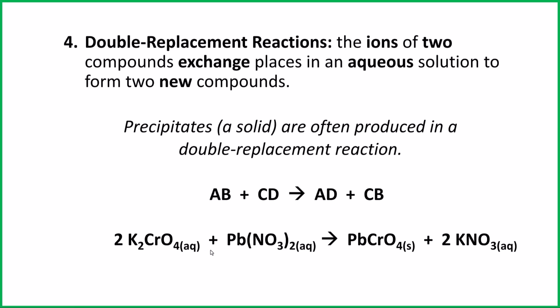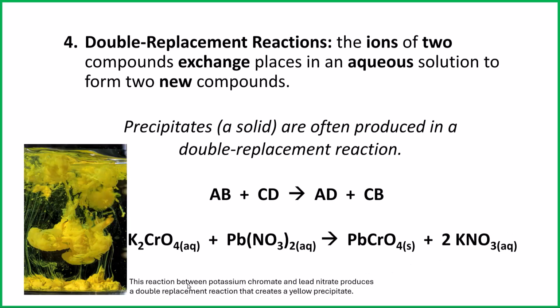Potassium chromate combines with lead nitrate, yielding lead chromate and potassium nitrate. So the potassium and the lead both swapped, or we could say the nonmetal ions both swapped with each other. So it was a double replacement. And this reaction between potassium chromate and lead nitrate actually produces a double replacement reaction that creates a yellow precipitate. So you can see that precipitate forming there. Solid compounds being formed within an aqueous solution.